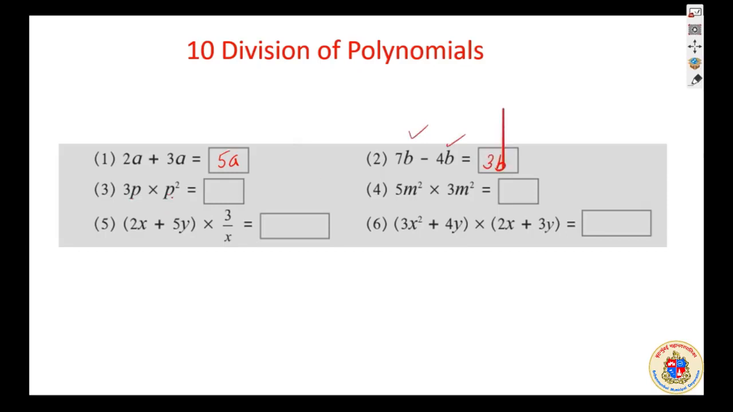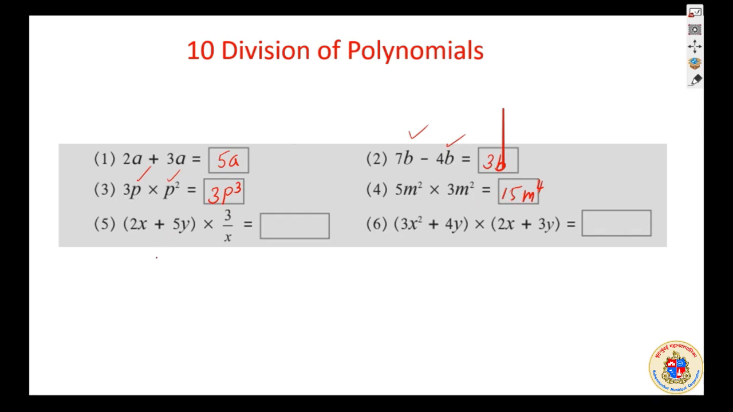3p into p square is a product of two terms. When products are there, there is no issue of what the variables are, but here it is the same variable, so you will write 3p cube. 5m square into 3m square. Understood? Here is also a product. 5 into 3 is equal to 15, m square into m square is m raised to 4. This way you have studied.